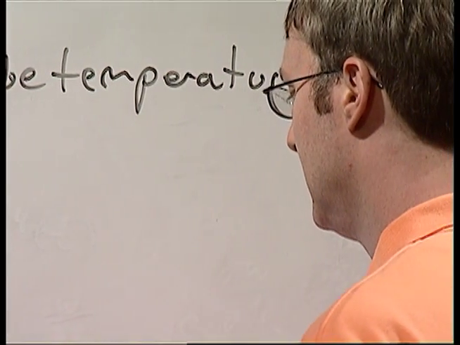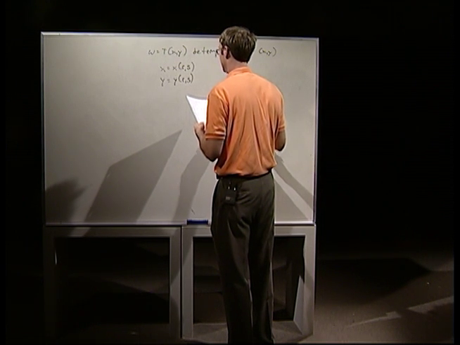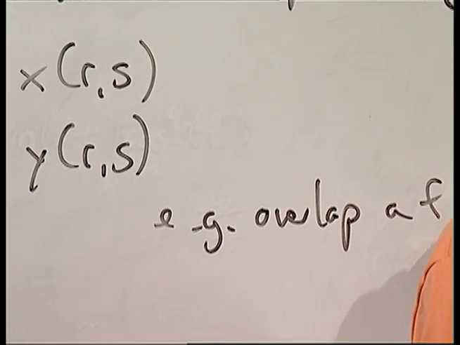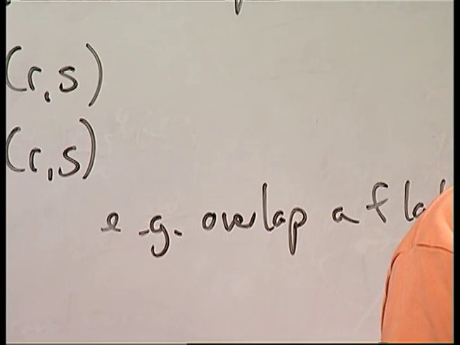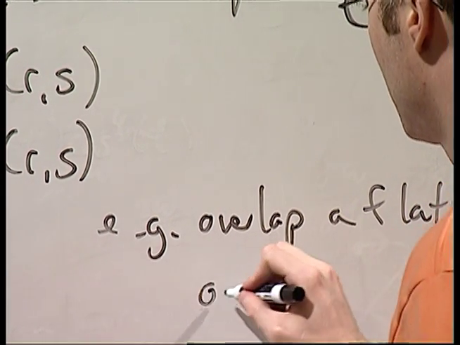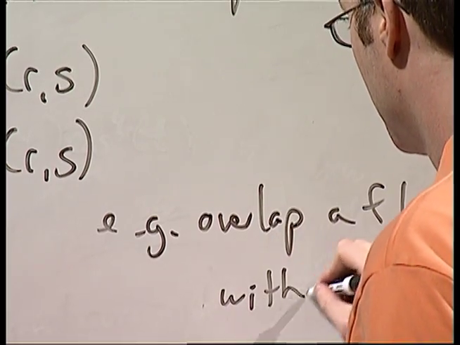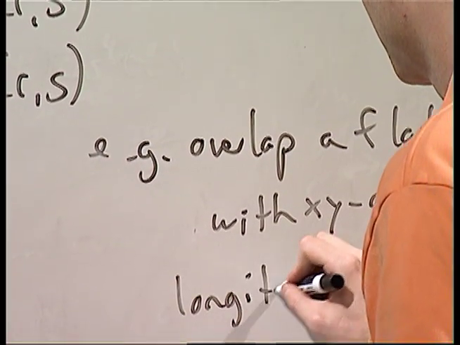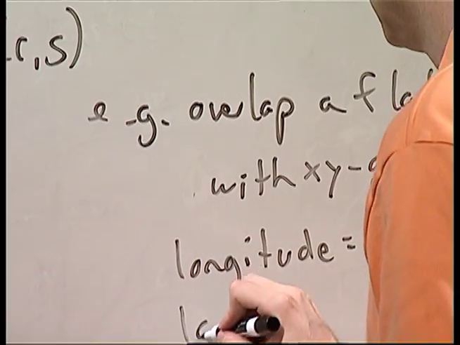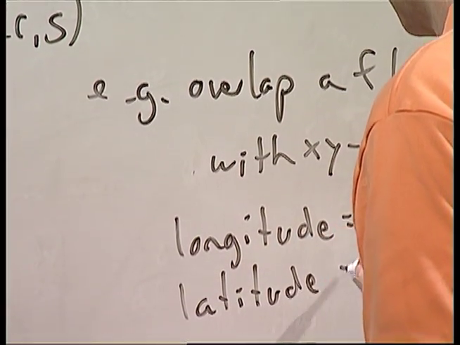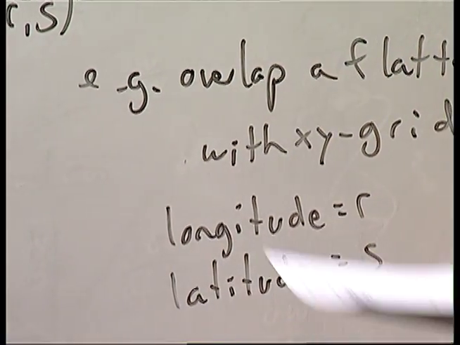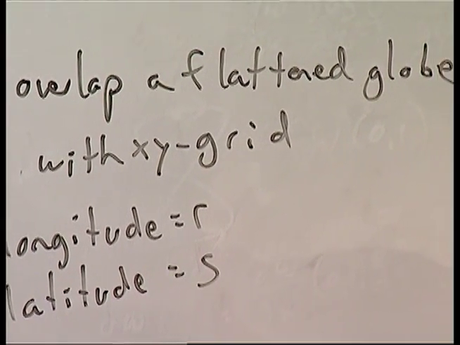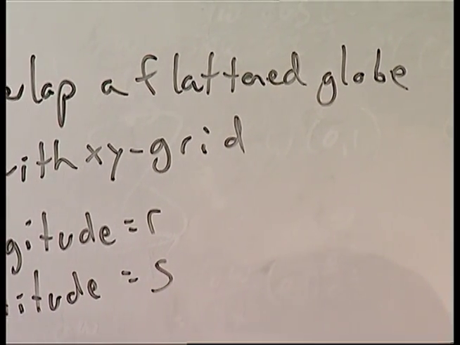And so, yes, I see. So in other words, maybe let me try to illustrate here. You have a flattened globe, right, with an XY grid, right, and you let longitude be R and latitude be S, right? Then your positioning on the x-axis depends on both the choice of longitude and latitude.